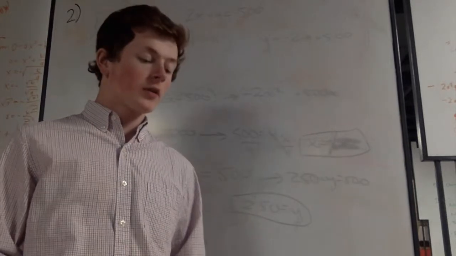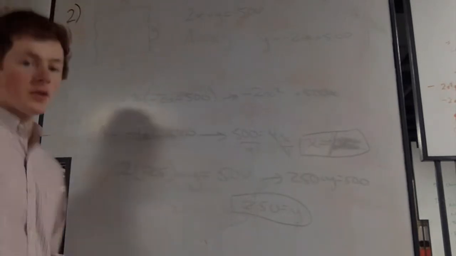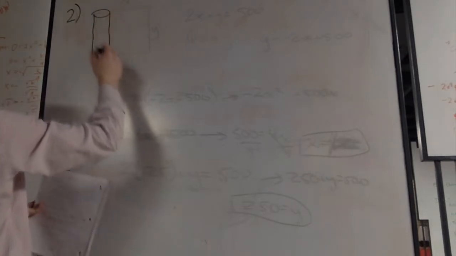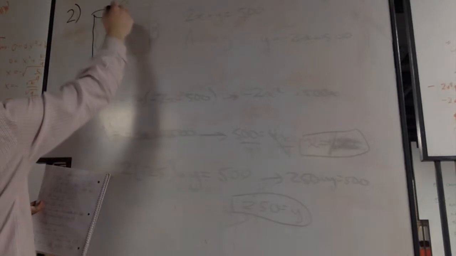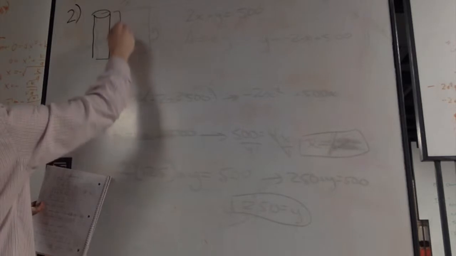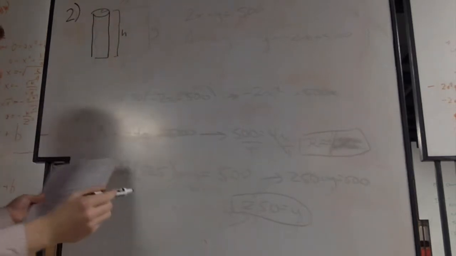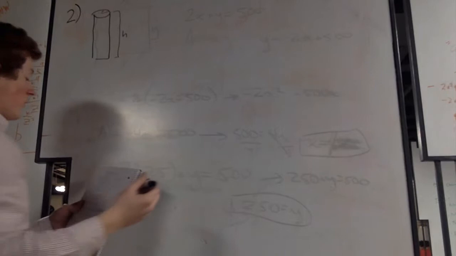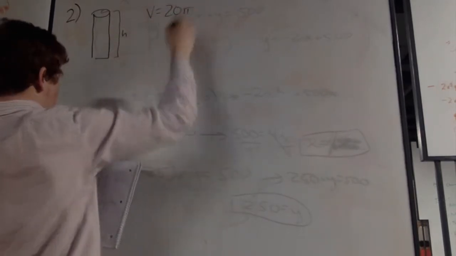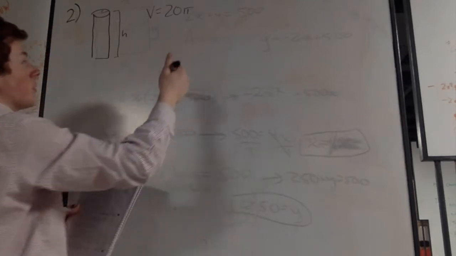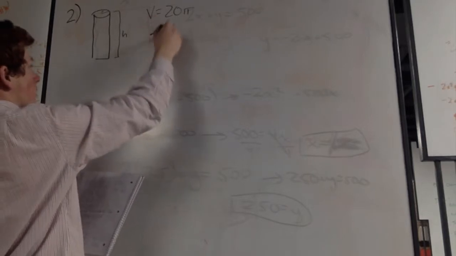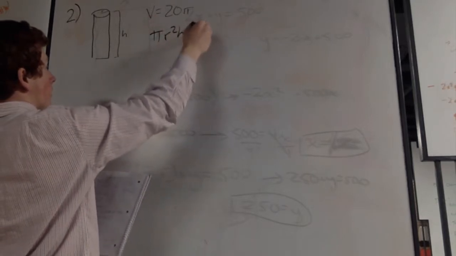So the second optimization problem is a little more complicated. It has to do with using a cylinder that has a volume of 20 pi. You have to find the height and the radius that would make the most economic cylinder. The volume, I said, was 20 pi. And then the volume equation would be pi r squared, height equals volume.